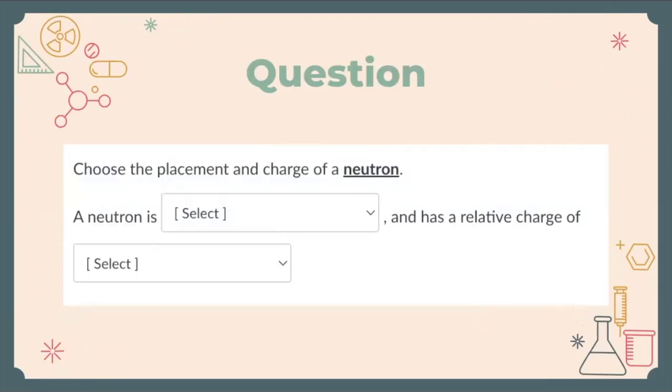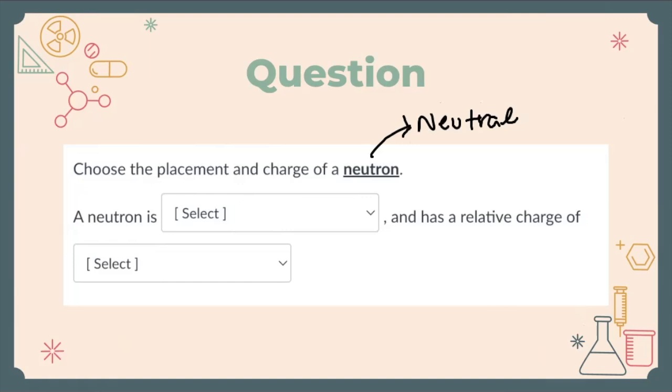The first question in your homework was choose the placement and charge of a neutron. So for this question, it's relatively straightforward. This is probably just a pure memorization question, but just so you guys can get an understanding, neutron, the easiest way to think about it is simply neutral. Okay. So that tells us that the charge is neutral or zero. But we also want to know where neutrons are located. And so the two choices that you were given were outside the nucleus or inside the nucleus. So the thought process is very simple. Neutrons are in the nucleus.